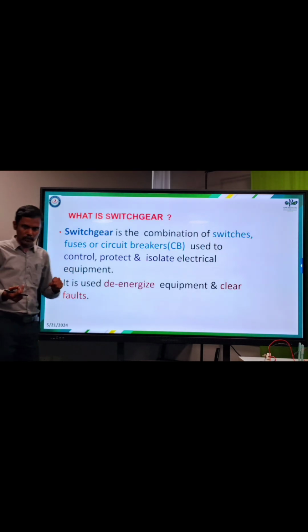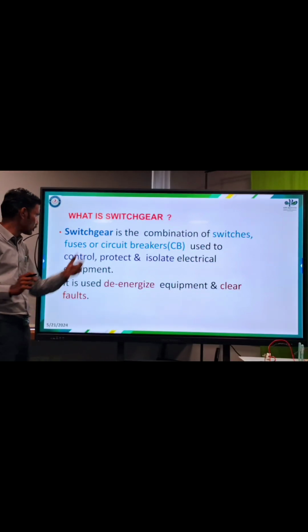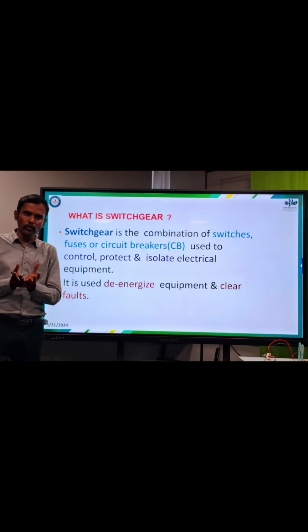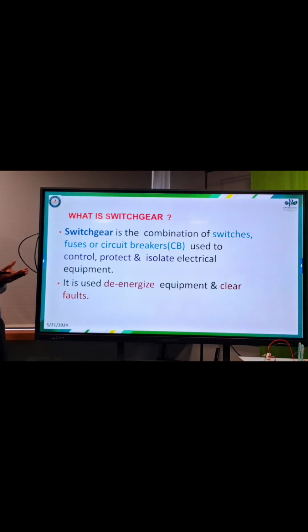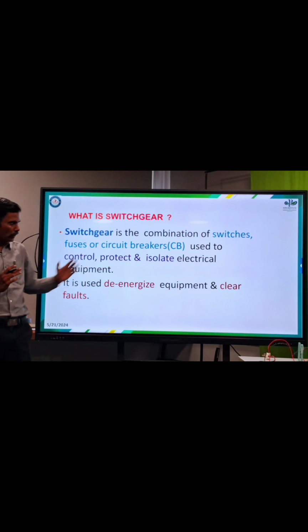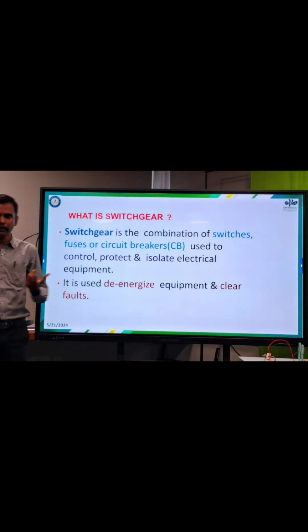Then what is switchgear? Switchgear, as I already told, is a combination of switches, or fuses, or maybe circuit breakers. It is normally used to control and protect our electric power system. All your electrical equipment is costly. So in order to protect your entire equipment, we need this kind of switchgear combination. Switchgear is normally switches, fuses or circuit breakers.